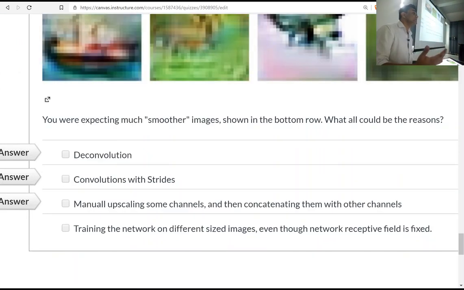What is one of the things we do in deconvolution? We take our image, split it, expand it and fill it with zeros or maybe replicas of the pixels we have. We are doing convolution with strides. The moment we have strides, we read some pixels more and some pixels less. We are manually upscaling some channels and then concatenating with some other channels. This is something which people used to do. Now we have the space to depth and depth to space algorithm.